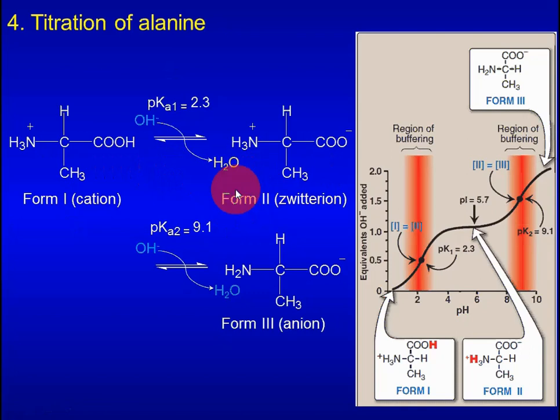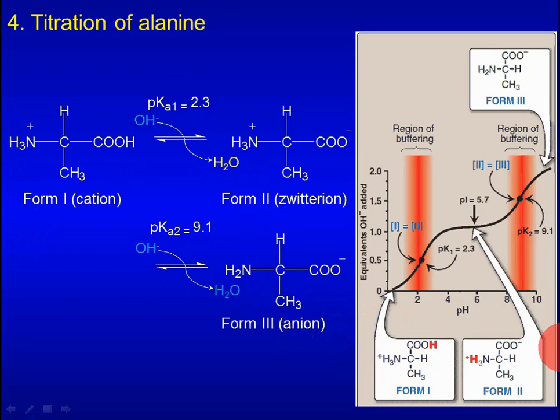This is a Zwitterion form of alanine, or form 2. When we continue to raise the pH close to pKa2, the amino group starts to lose the proton. At this point, the net charge for alanine is -1. This is the anion form of alanine, or form 3.